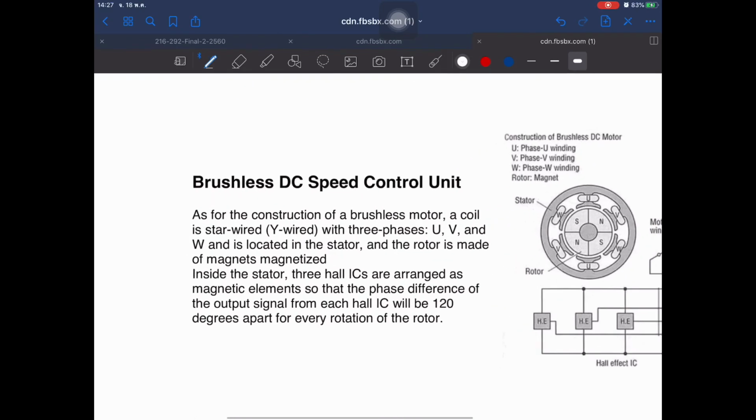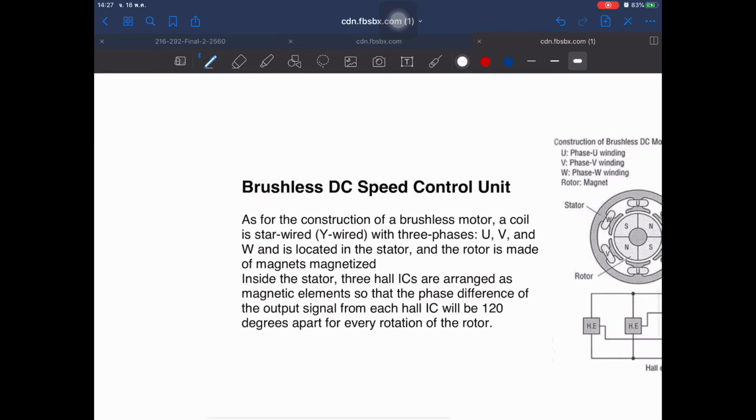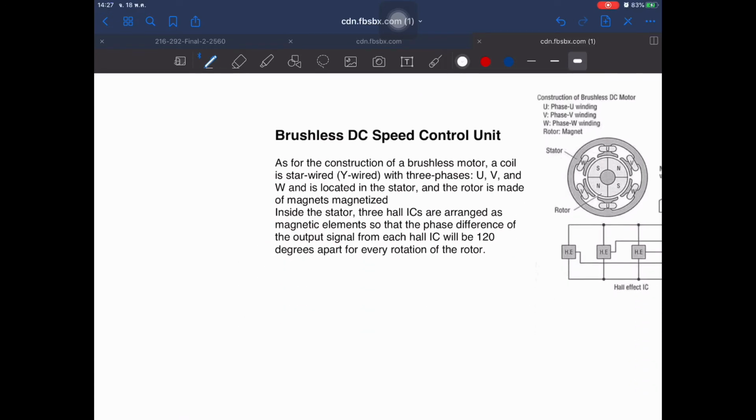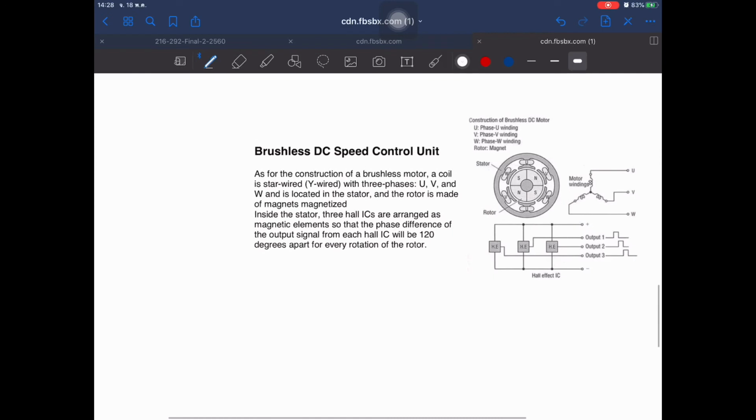Further chapter, this is the brushless DC speed controller unit. As for the construction of a brushless motor, a coil is star or Y connected with the three phases U, V, and W, and is located in the stator, and the rotor is made of magnet.